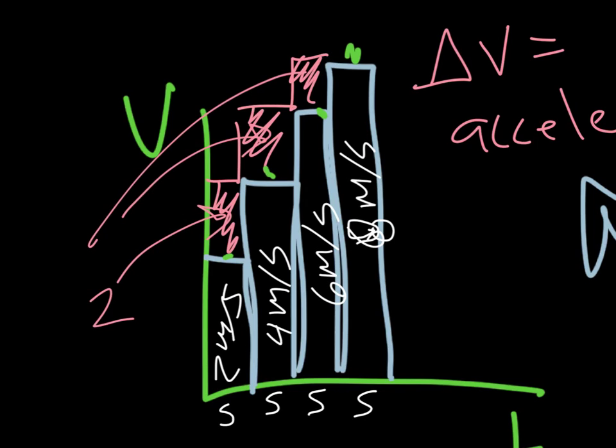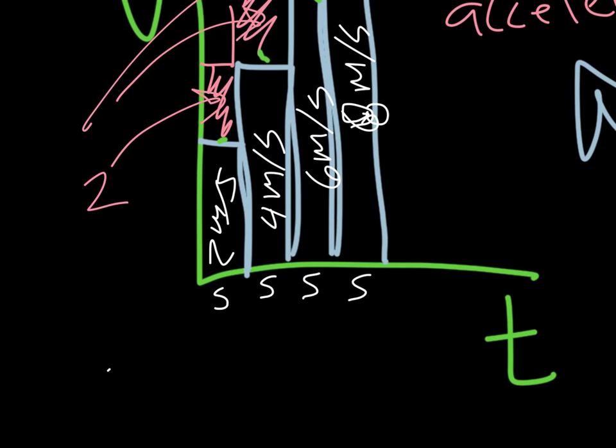So I would write that as 2 meters per second per second. Every second I'm traveling 2 meters per second faster. I was going 2 meters per second. 1 second later I'm going 4 meters per second.